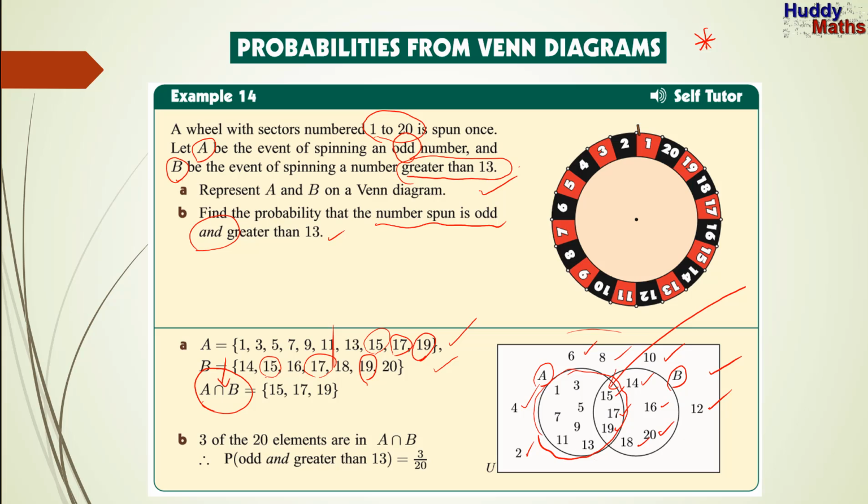Okay, so our second part is our probability. So the probability of odd and greater than 13 are those 3 there. The 3 in here, if you like to take it from the Venn diagram. So it's 3 out of a total universal set, which was all 20 numbers.